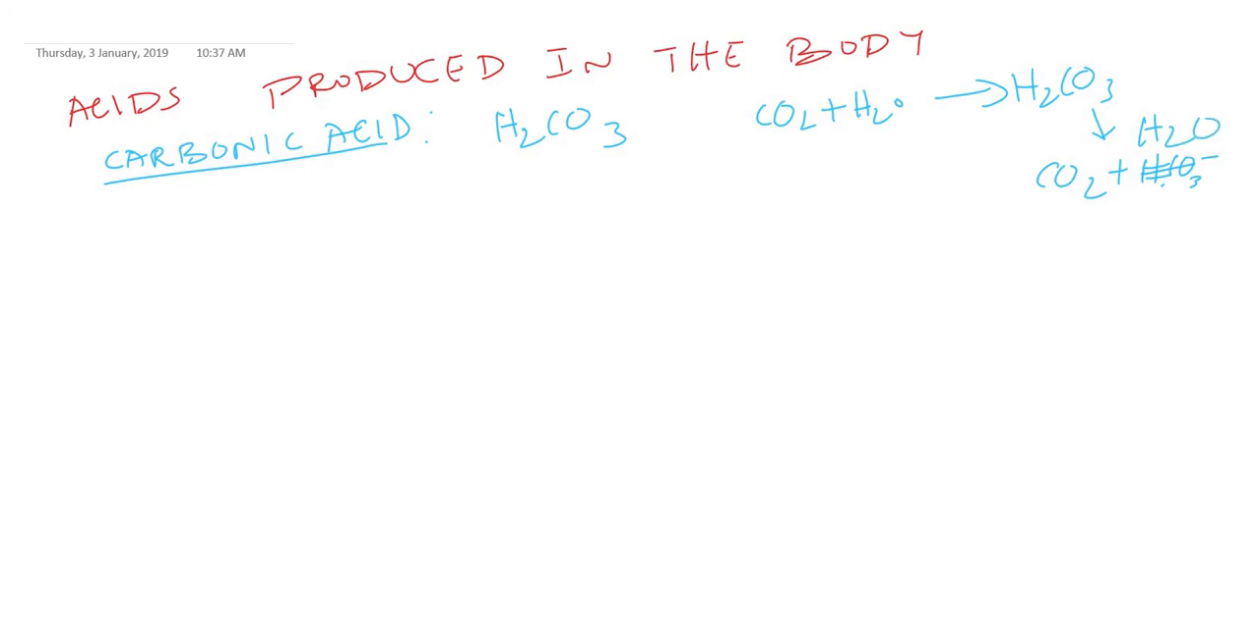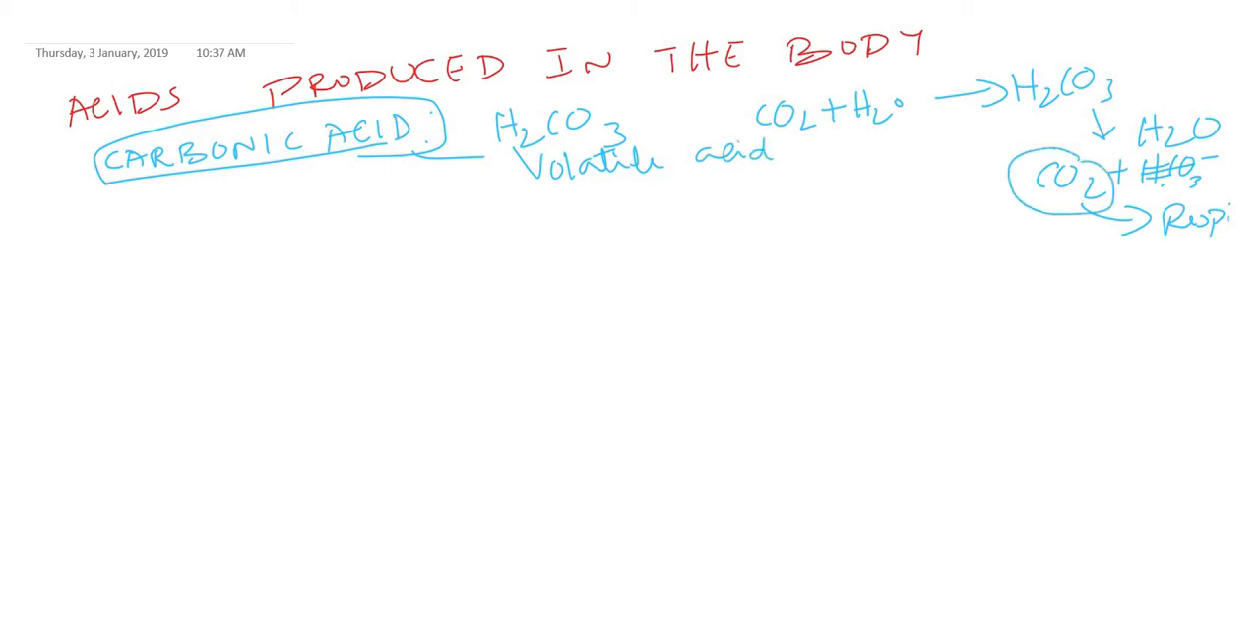So this carbon dioxide will be expelled through respiration. So carbonic acid is called a volatile acid. Since this carbonic acid is dissociated to give carbon dioxide, it will be expelled from the body through the respiration.